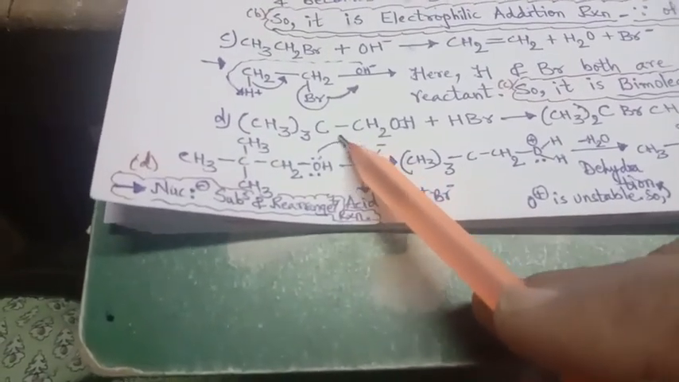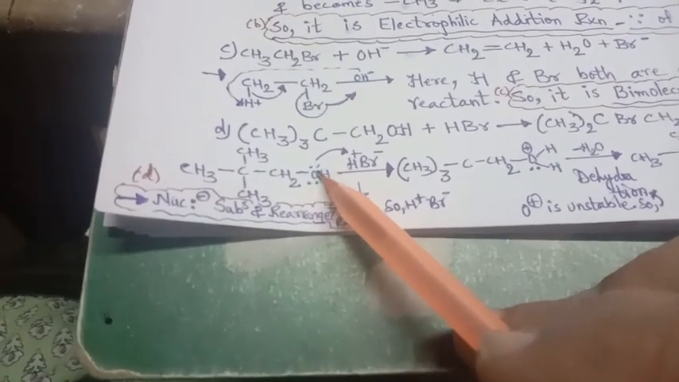This H plus will be attacked by the electron pair here, positive and electron pair negative. So what will take place? (CH3)3C-CH2 and now H is also linked with it, so it is H2O with the charge over here. What happens now? This H2O with O positive remains unstable, so it will be dehydrated. It means it will remove this unstable portion, that is, H2O is removed, dehydrated.